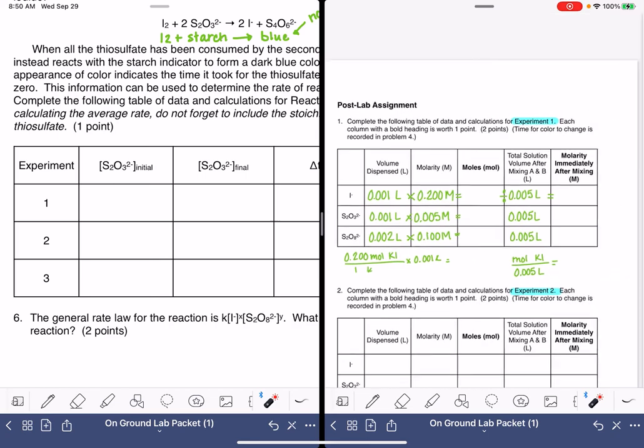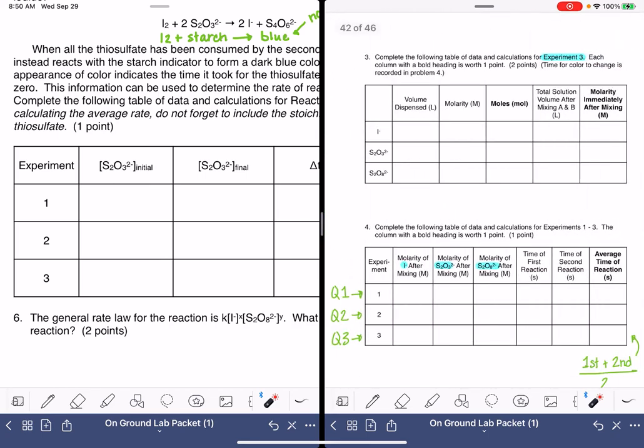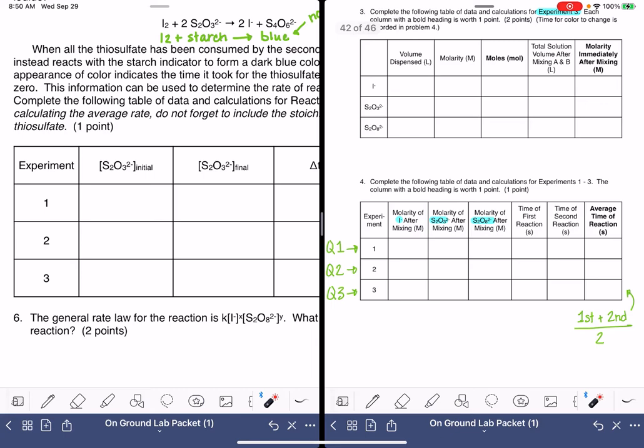So for experiment number 1, we're going to pull it off of this data table right here. We're going to be taking this data from this spot right here. So whatever this molarity is, that is going to be our initial S2O3 for experiment number 1. This is our initial S2O3 for experiment number 2. And this is for experiment number 3.